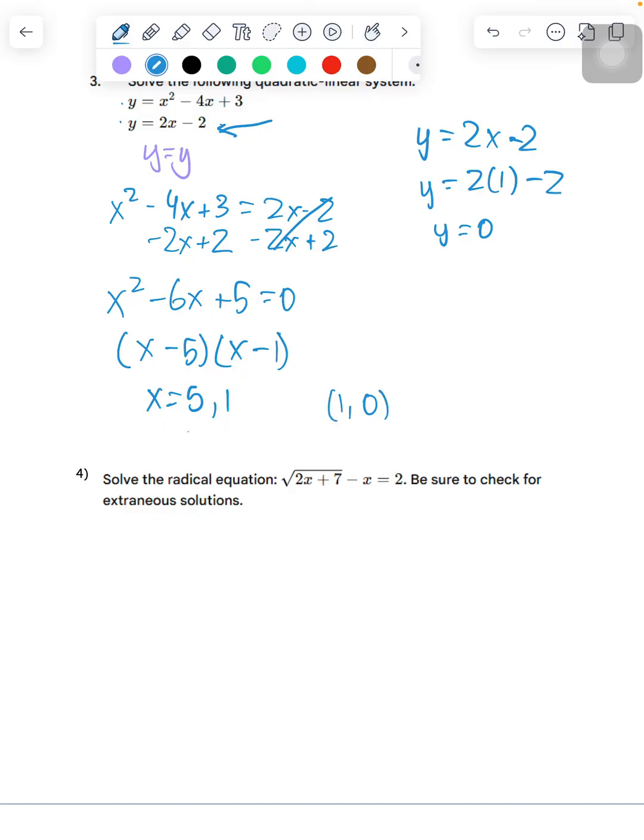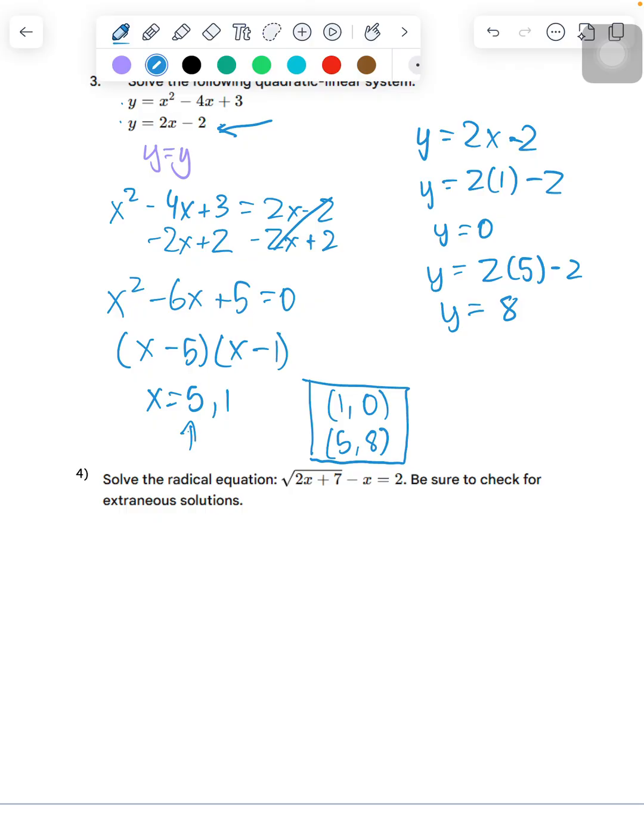Now I'm going to check 5 over here. I'm going to set y equals 2 times 5 minus 2. 2 times 5 is 10 minus 2. So y is going to be 8. All right, so I'm going to get (5, 8). Those are the points of intersection. All right.